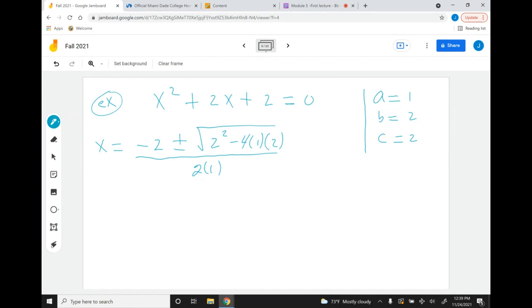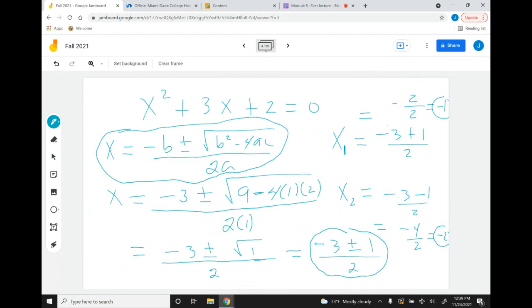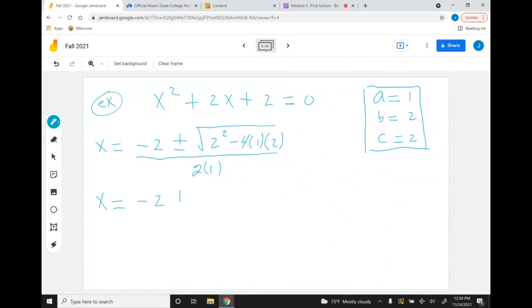So this is what I recommend, that you first write the values of A, B, and C. Then maybe you want to rewrite the quadratic formula as I did here, to get extra practice. And then you put everything in. So let's compute this. Okay, so this is 2 squared is 4, minus 4 times 1 is 4, 4 times 2 is 8, so you get minus 8, over 2 times 1, which is 2. So now we continue. This will be negative 2 plus or minus. And then when I do the inside of the square root, I end up with negative 4 over 2.